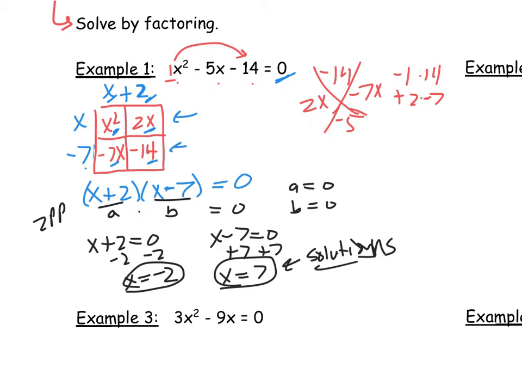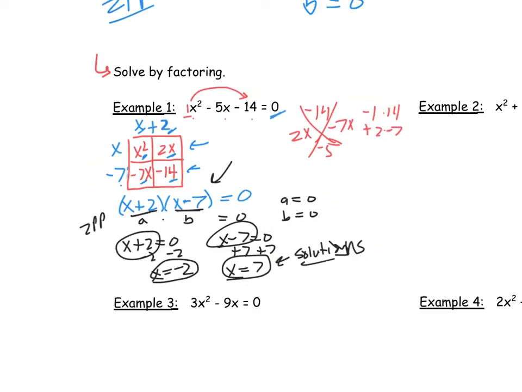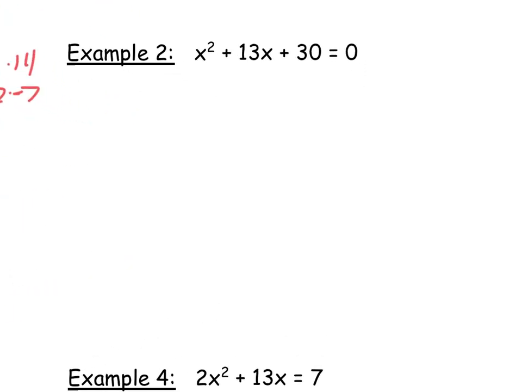So these are my solutions. And I do that by solving by factoring. A lot of people factor and then they quit, but once you factor, then you got to take each one of these factors and set them equal to 0 and then solve, and that's how you get your solutions actually for this. So let's look at the next one here.